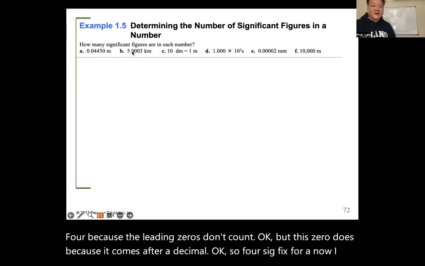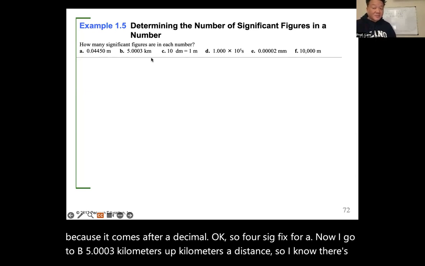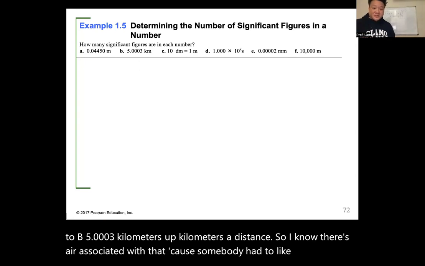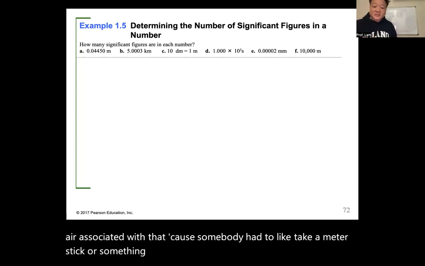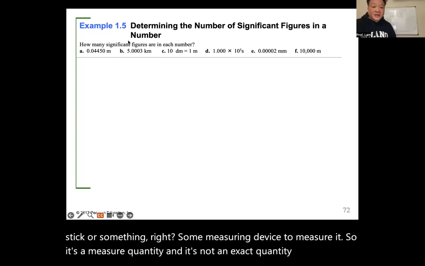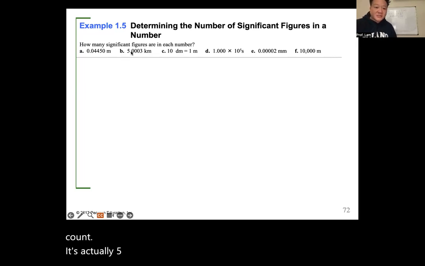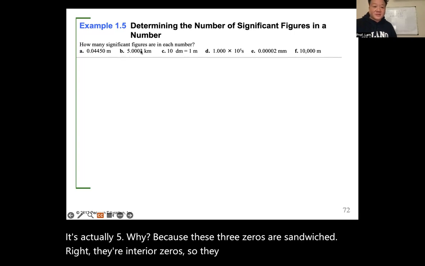Now I go to B, 5.0003 kilometers, a distance. I know there's error associated with that because somebody had to take a meter stick or some measuring device to measure it. So it's a measured quantity, not an exact quantity. I count. It's actually 5, because these 3 zeros are sandwiched, interior zeros, so they count. 5 sig figs for B.